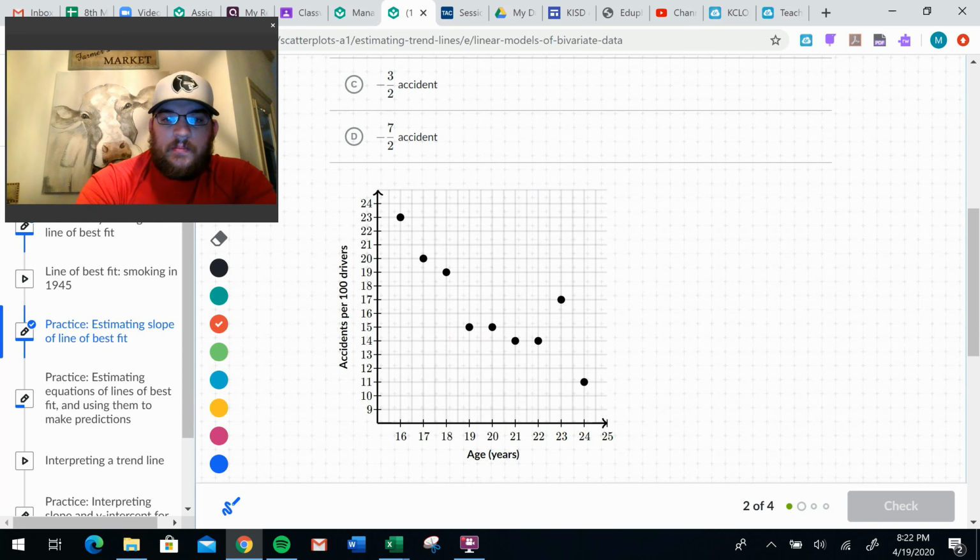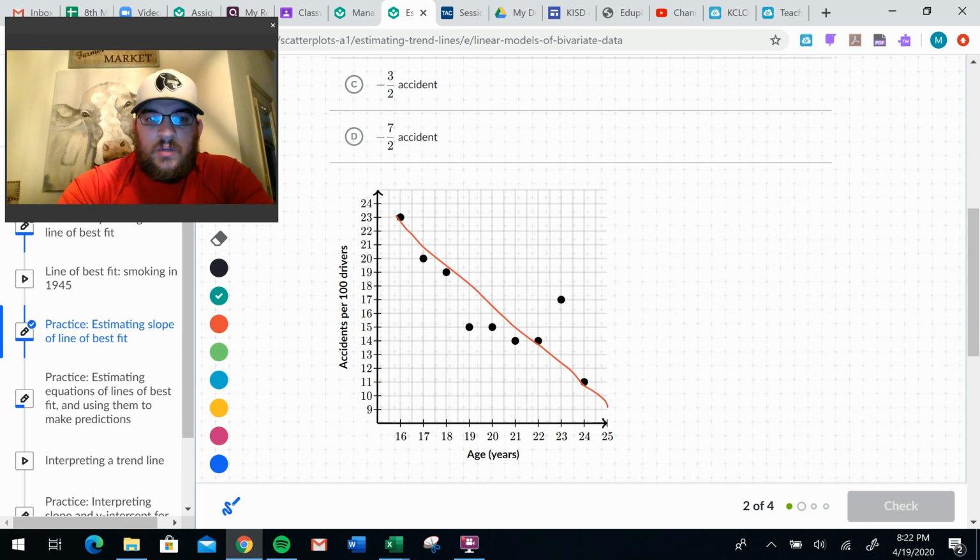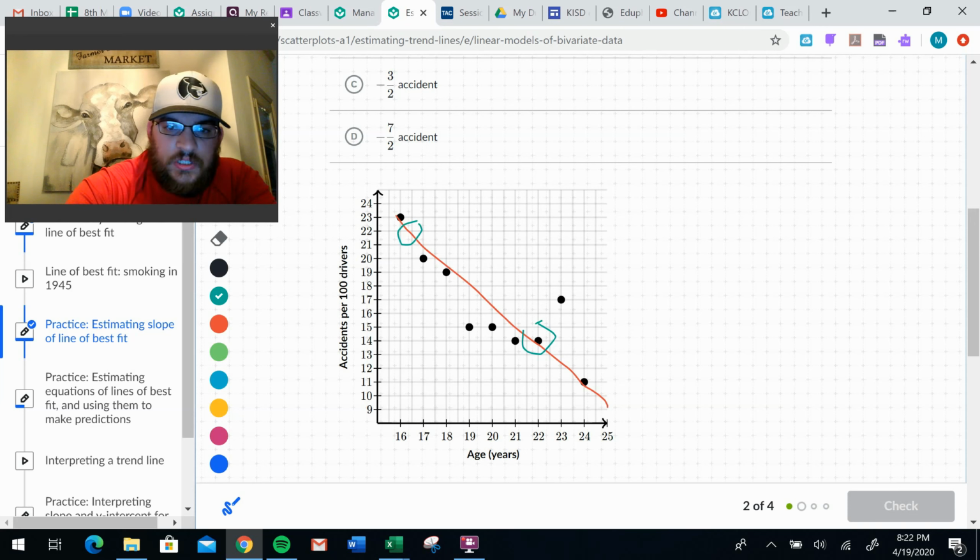So let's do this one. Okay, so I'm going to make my trend line. We're going to go something like that. Okay, again, I'm going to pick 2 points so that we can find the rise over the run. Okay, I'm going to go with this point right here and this point right here. Okay, so my rise, we're going to start here at 22 and we're going to go down to right here at 14.